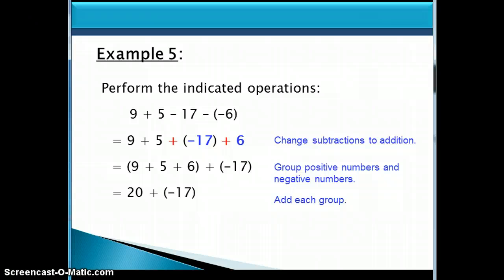We use our rule for adding numbers with opposite signs, which means we're going to find the difference between 20 and 17, which is 3. And since 20 is the bigger number and it's positive, we end up with a positive 3 as our final result.